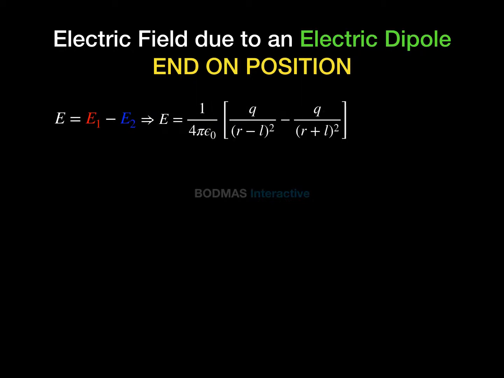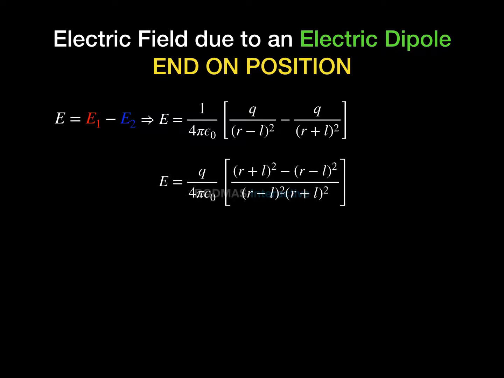Substituting the two values and taking out 1 upon 4 pi epsilon naught as common, we get Q upon (r minus L) whole squared minus Q upon (r plus L) whole squared. Simplifying this by taking LCM and calculating the values in the numerator, we get Q over 4 pi epsilon naught times 4rL upon (r squared minus L squared) whole squared.